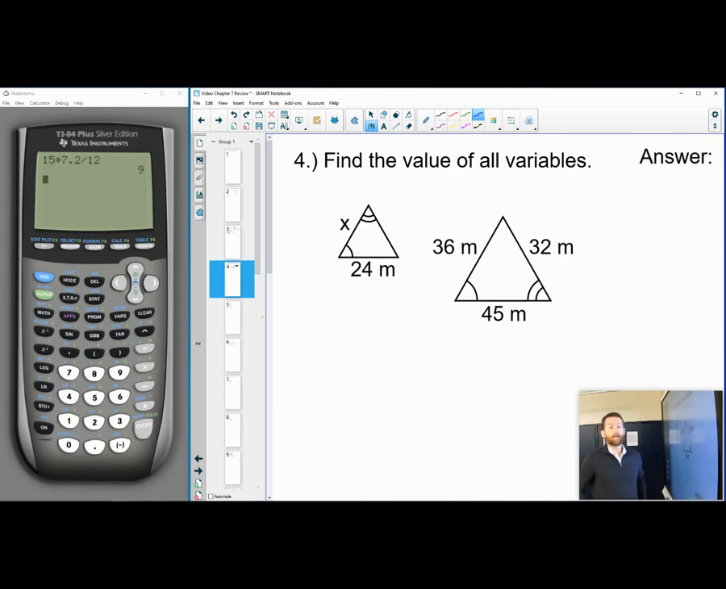Number 4. Again, find the value of all variables. And we see something very similar, ironically, as we saw on number 3. We see two pairs of congruent angles. I guess I can color code this to make it more obvious. So we've got two pairs of congruent angles, which again means these triangles are similar, which means we can make a proportion. Again, I'm going to start with the variable. So I'm going to go x. Let's go triangle to triangle this time.